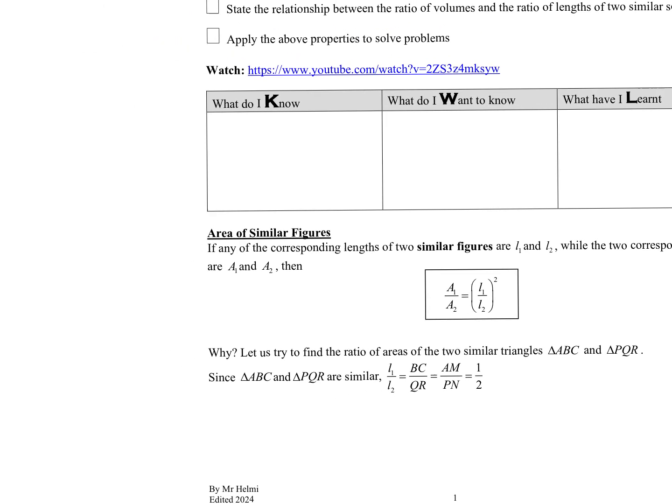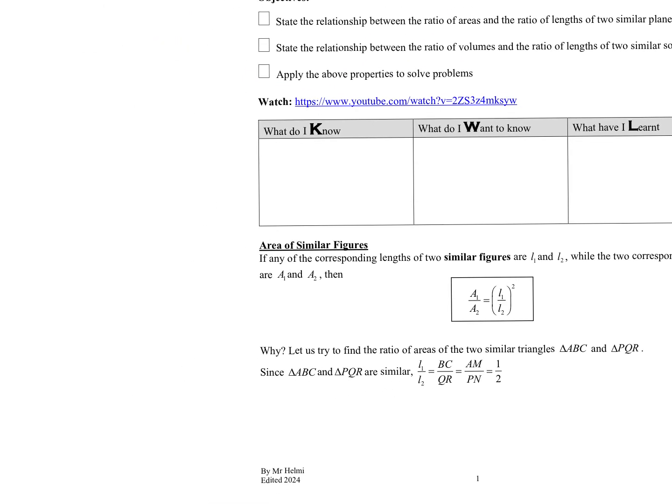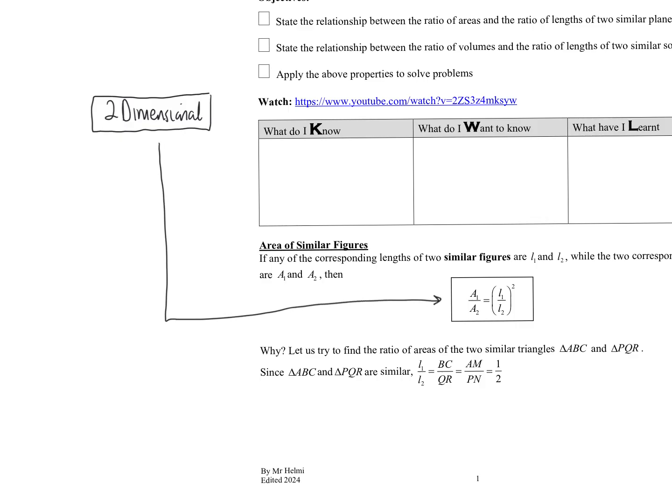Okay, just now we have been talking about 2D, two-dimensional figures. All your triangles, whatever shape that we are talking about is two-dimensional. So when we talk about length, we can use ratio of corresponding sides. But if I want the ratio of their area, they say that I just have to take the ratio of one of the sides and then square it. That will give me the ratio of their area.